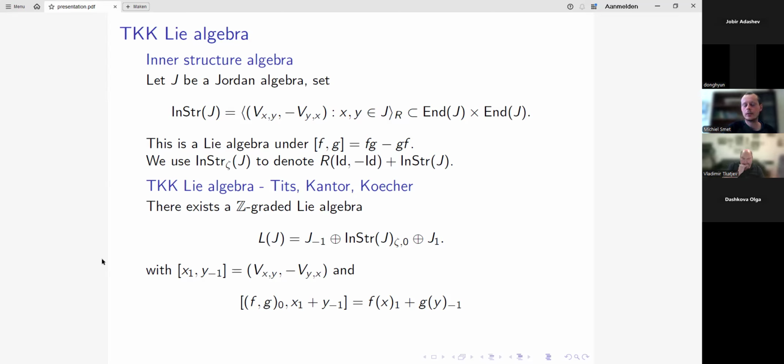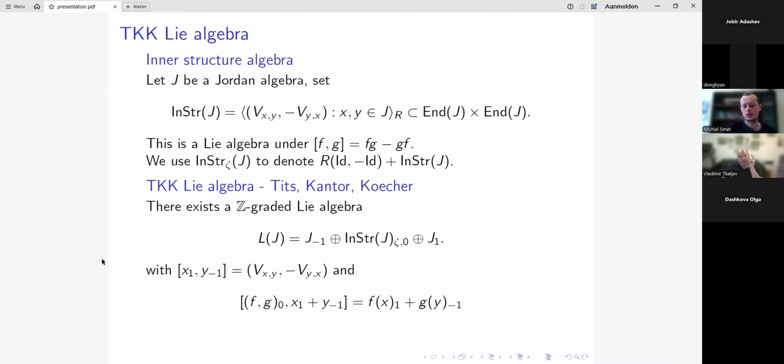I didn't write down all the possible brackets on this Lie algebra. I wrote the important ones. From this, you can derive everything. Namely, if you take a bracket of a 1 graded element and a -1 graded element, you need to use the V operators. And the inner structure algebra has a natural action on the 1 graded component and the -1 graded component.